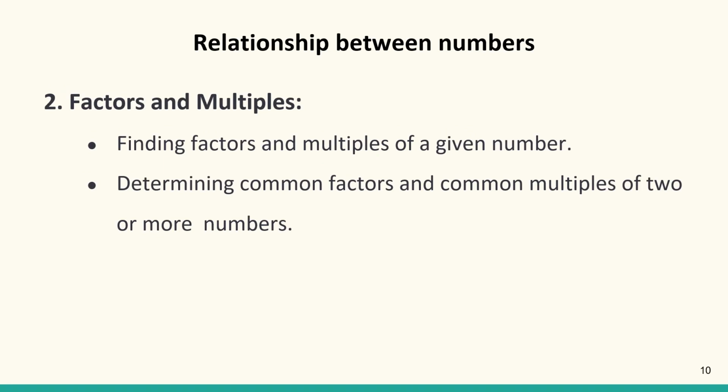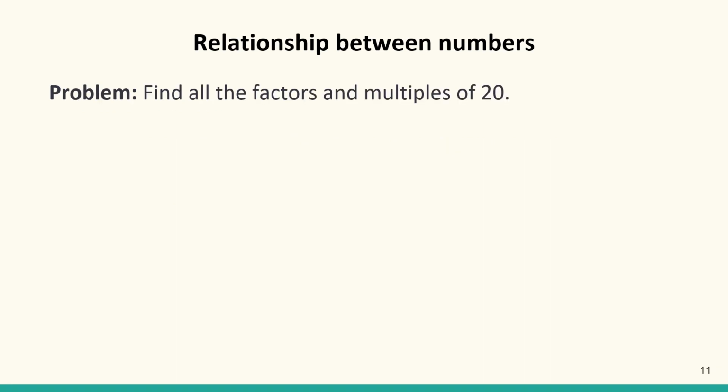The second kind was on factors and multiples. So finding factors and multiples of a given number. A number will be given to you and you need to find the factors and multiples of that number. Determining common factors and common multiples of two or more numbers. So let's see an example. The problem tells us to find all the factors and multiples of 20.